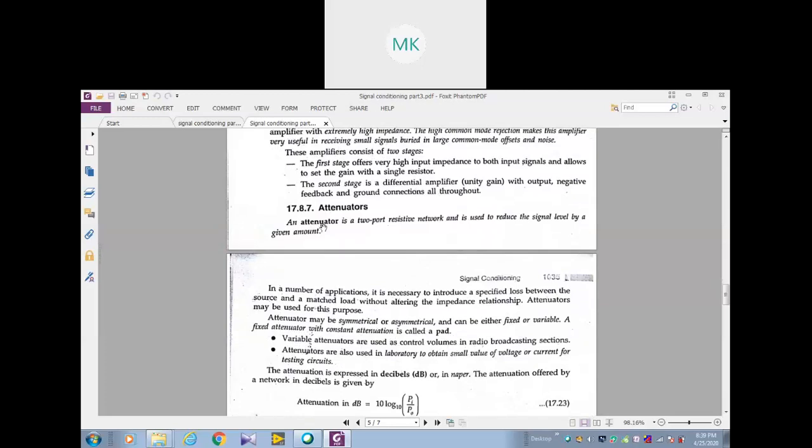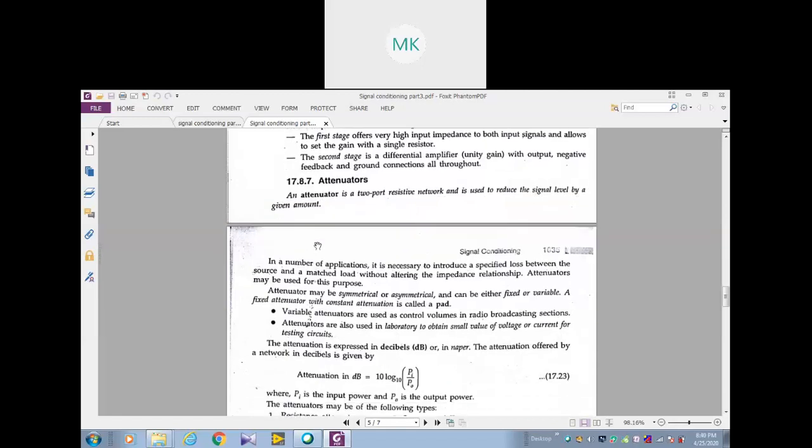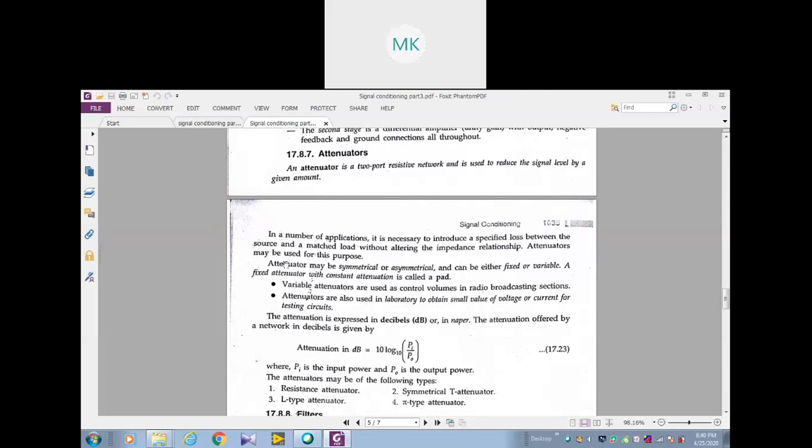An attenuator is a two-port resistive network used to reduce the signal level by a given amount. In some applications, the attenuator is required to reduce the signal strength. In a number of applications, it is necessary to introduce a specified loss between the source and a matched load without altering the input impedance relationships.